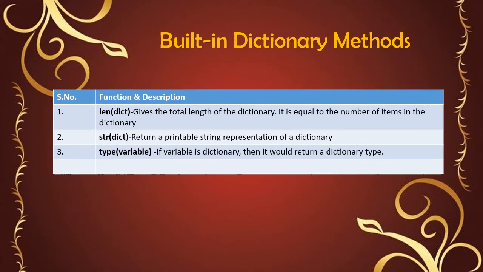And a few other functions are also there. Length of dictionary means it gives the number of items in the dictionary, and str of dictionary means it will be converted into string format, and type of variable: if the variable is a dictionary, then it will return that it is a dictionary.